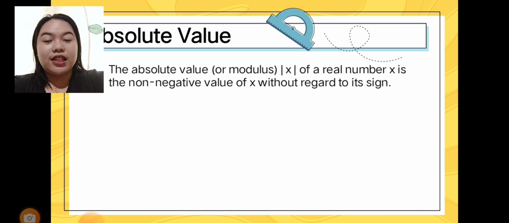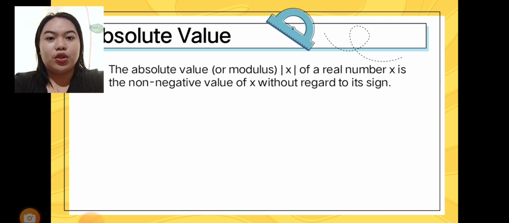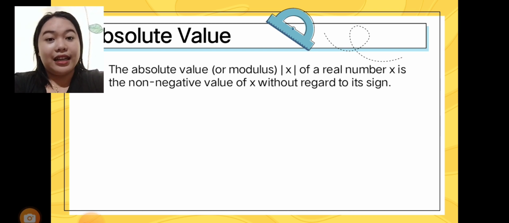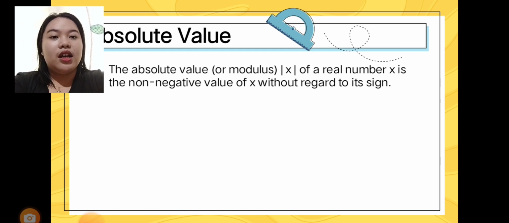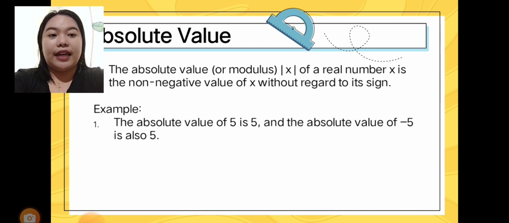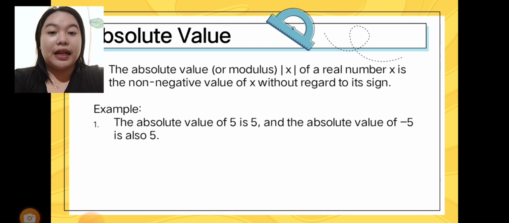So, let's talk about absolute value. What is absolute value? The absolute value or modulus of a real number x is the non-negative value of x without regard to its sign. Example: the absolute value of 5 is 5, and the absolute value of -5 is also +5.